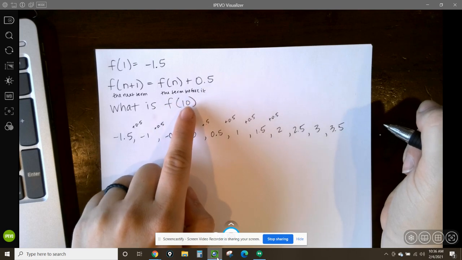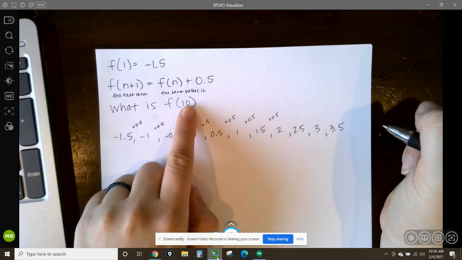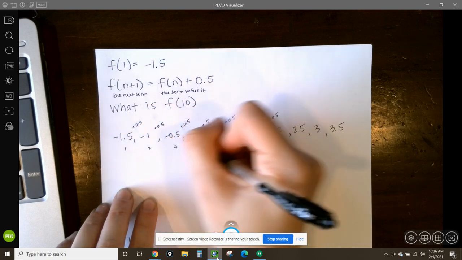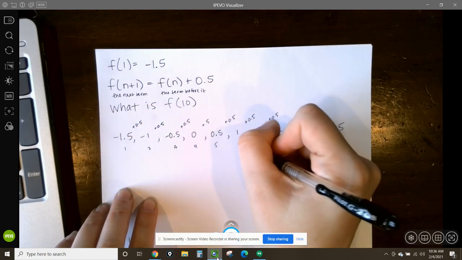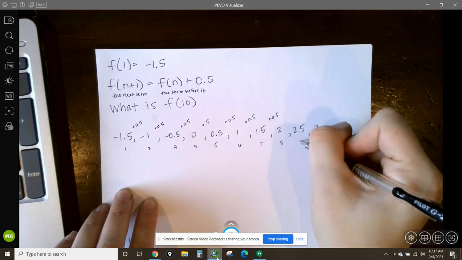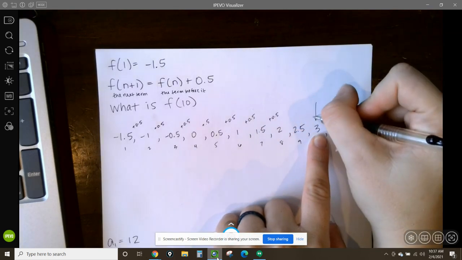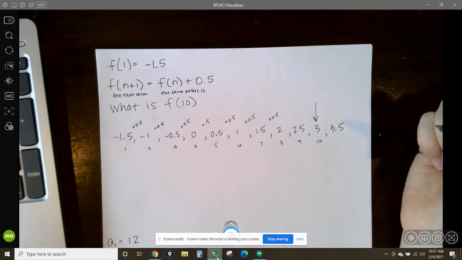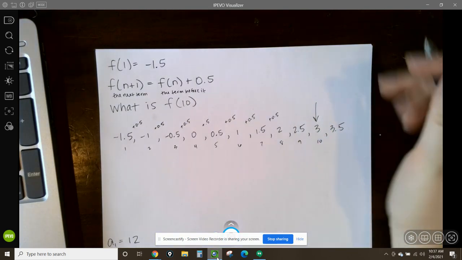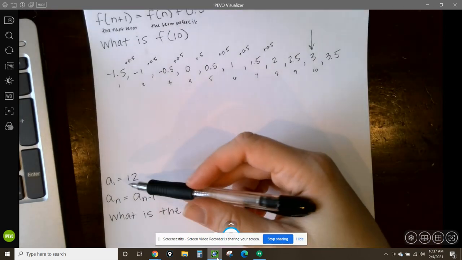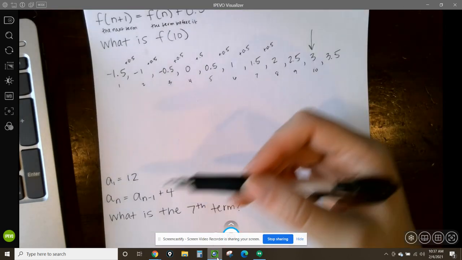We're looking for f of 10, the 10th term in the sequence. So this was the first term, second, third, fourth, fifth, sixth, seventh, eighth, ninth, 10th. Here's the 10th term, 3. That is the answer to that problem. As we do this next problem, you'll see it's very similar. Even though they wrote it differently, it's the same process.